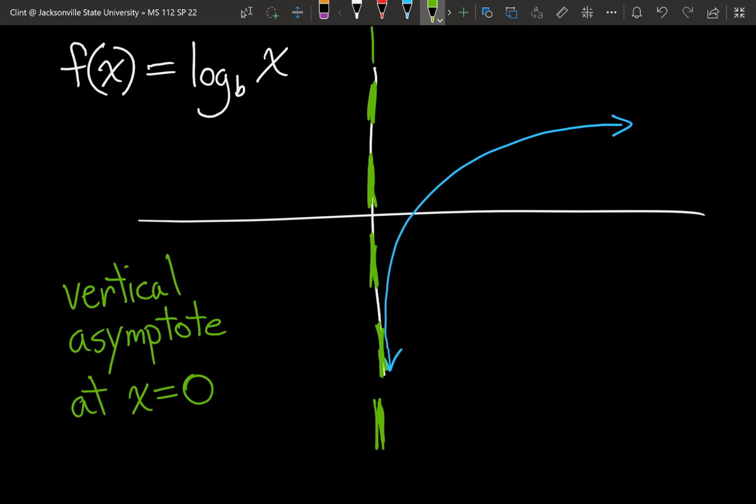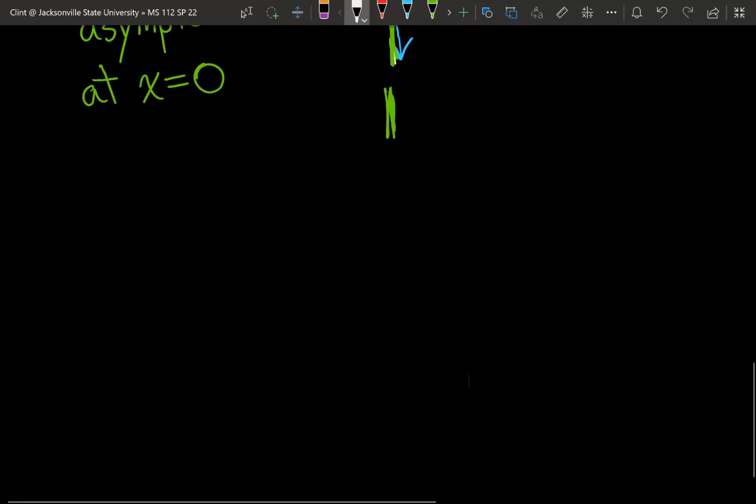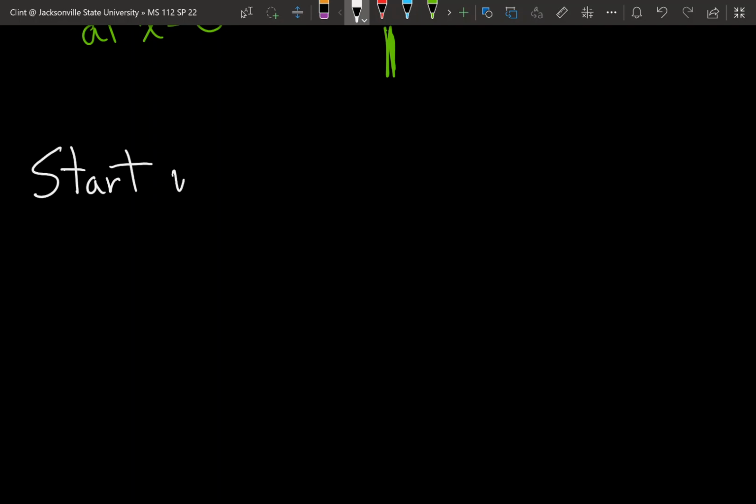If we are going to do our transformations to a logarithm function, the only ones we're really going to talk about are the reflections. Now you can do the vertical and horizontal translations too, but let's think about reflections here.